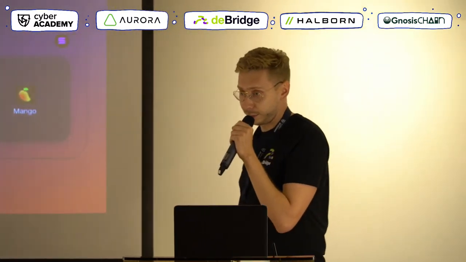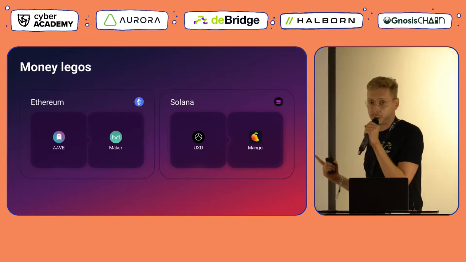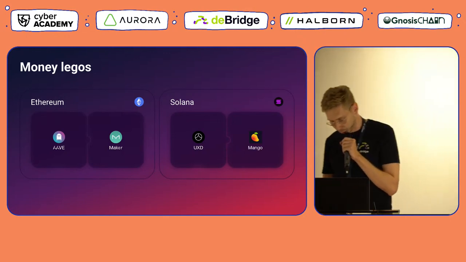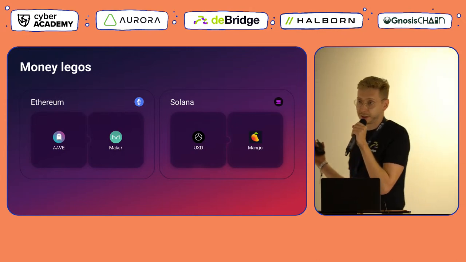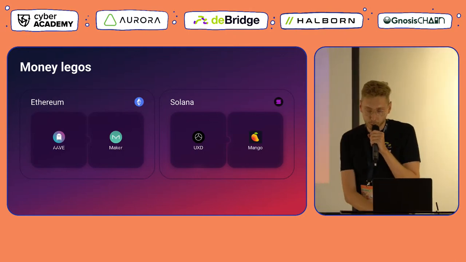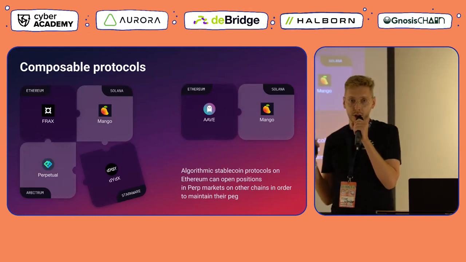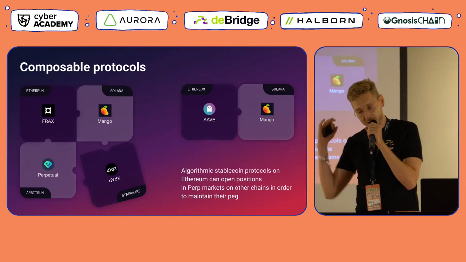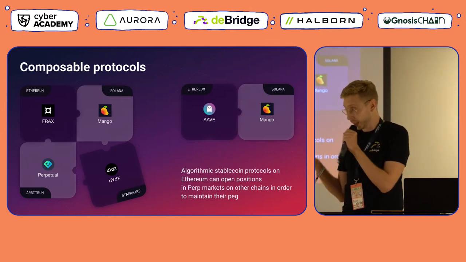Another good example of composability is the UXD protocol and Mango, where the algorithmic stablecoin on the Solana ecosystem can open delta neutral positions on perpetual markets in order to maintain its peg and at the same time collect additional revenues from the delta neutral positions. In general, there are way more examples of composable applications, for example Convex and Curve, 1-inch and different exchanges. The problem is that most of these money Legos are assembled within one specific ecosystem, right? Because there is a need for synchronous composability between smart contracts, and there is no way to interconnect smart contracts that are deployed in different blockchains.